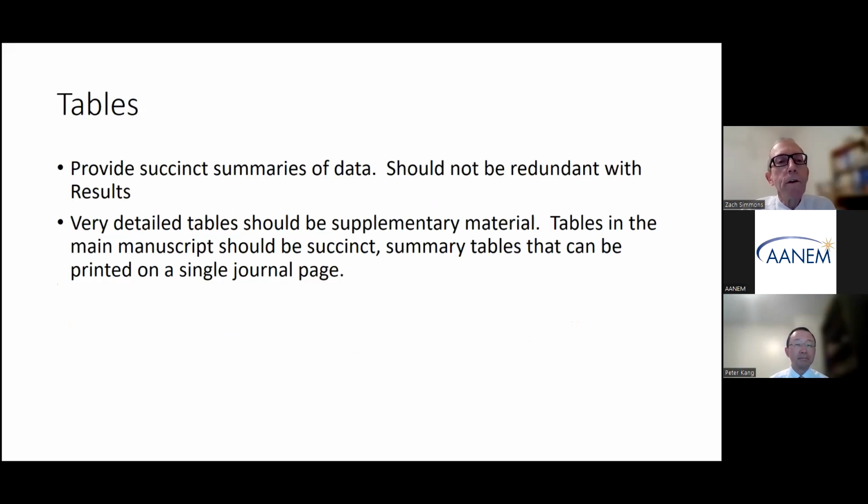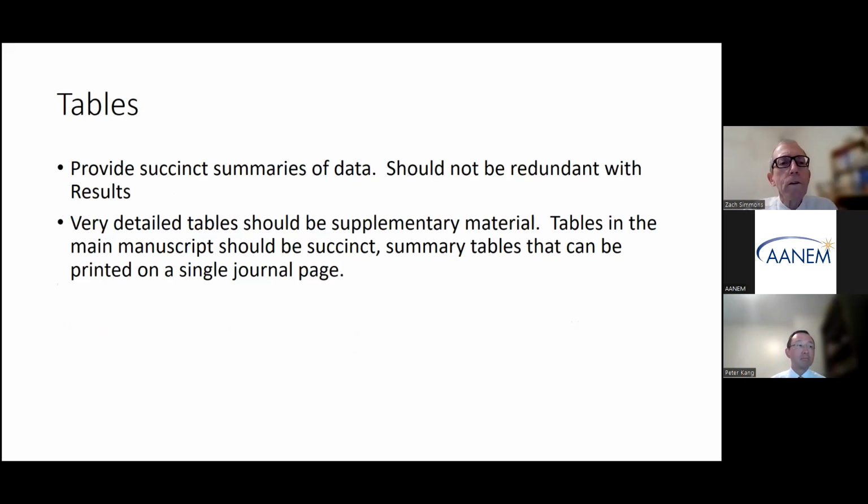Lastly, just tables and figures. So tables should provide succinct summaries of data. They shouldn't be redundant with results, as I said, but very detailed tables should be supplementary. Tables in manuscript should be succinct. They should be summary tables that generally can be printed on a single journal page. If it's longer than that, put it as supplemental.